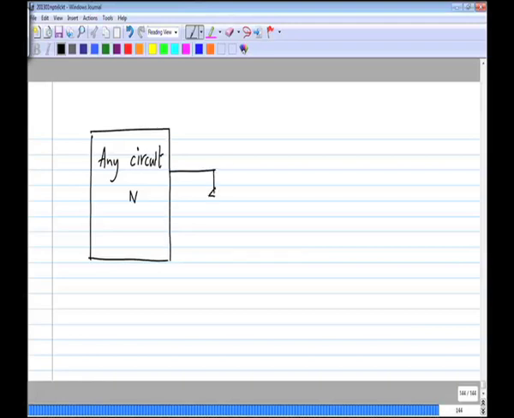Let's say I have any circuit N. Any circuit or network N, and there is some element connected to it. I will take a resistor as an example, but this can be any element, and it doesn't even have to be linear. So let's say I have a resistance R, and this has all kinds of things in it. It can have resistors, current sources and voltage sources and so on.